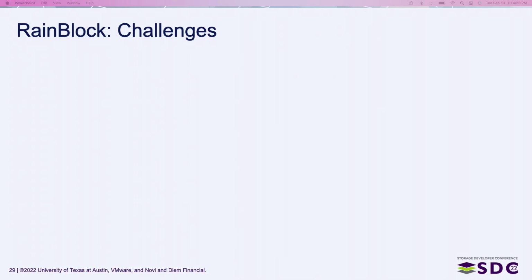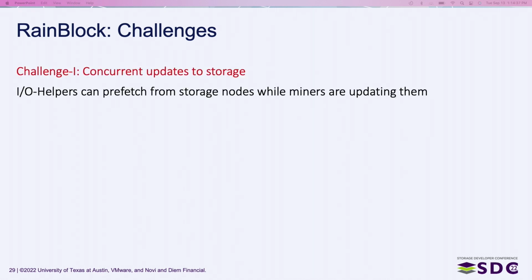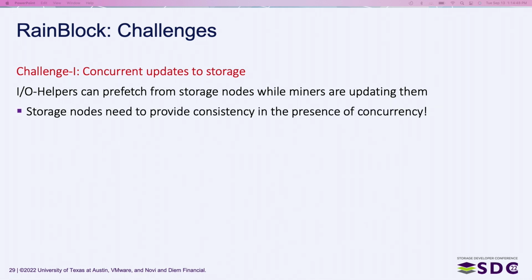However, RainBlock needs to address two main challenges before it can achieve high transaction throughput. In RainBlock, I/O helpers can prefetch data from the storage nodes while miners are updating them in parallel. Therefore, storage nodes need to provide consistency in the presence of concurrent updates.